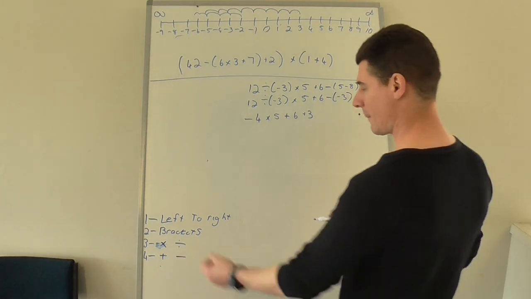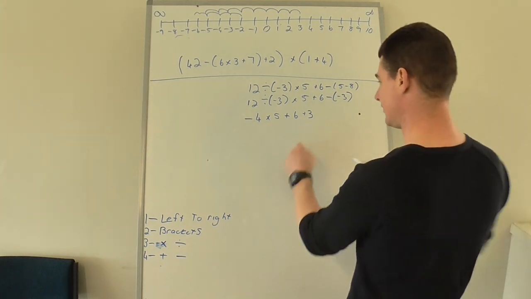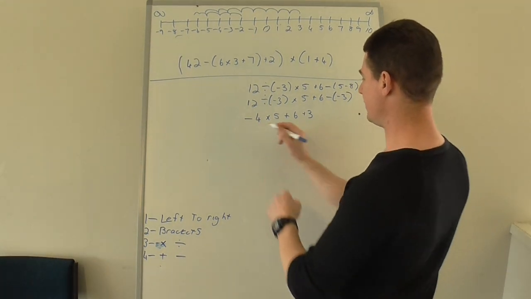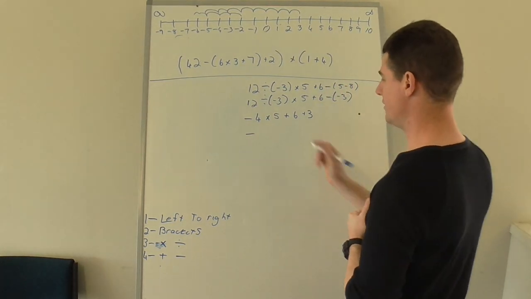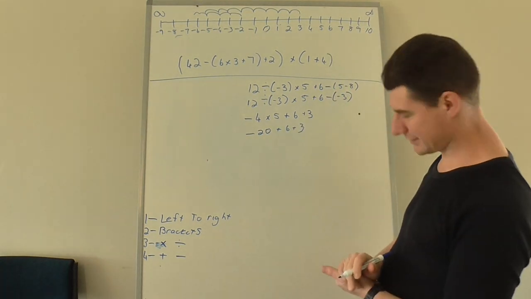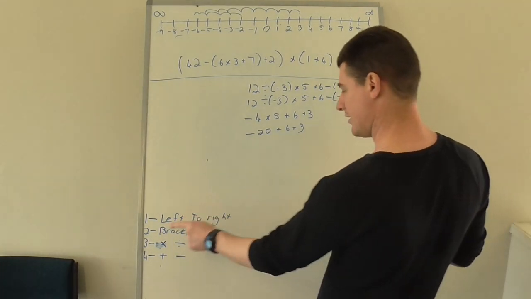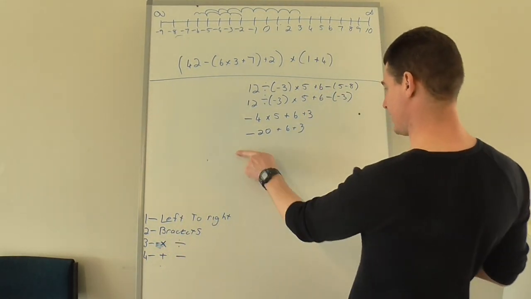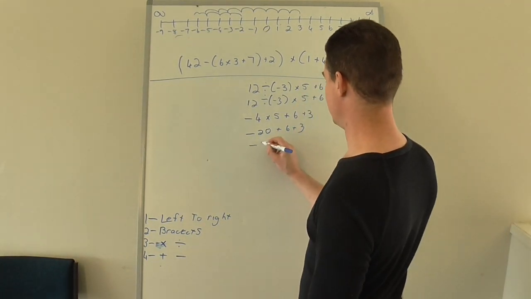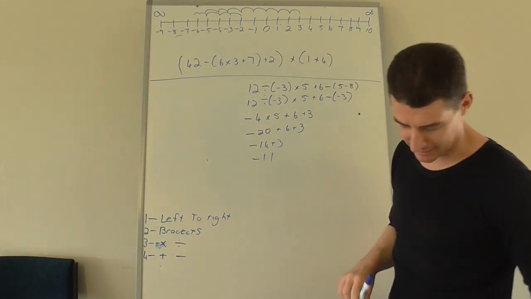So now, once again, you do left to right. Are there any brackets? No. Multiplication and division? Yes. We've got minus 4 times 5. Remember it's a minus and a positive, so it will be a negative. 4 times 5 is 20, plus 6, plus 3. So now it's just minus 20, plus 6, plus 3. So now again, you work left to right. Are there brackets? No. Multiplication, division? No. Adding and subtracting? Definitely. So minus 20 plus 6 is minus 14, plus 3. So once again, go through the rules. Your answer is minus 11.